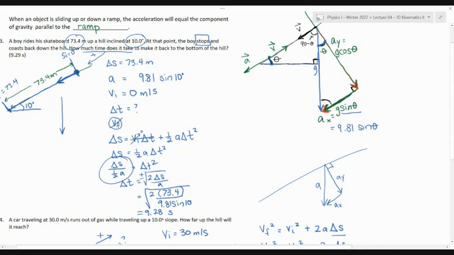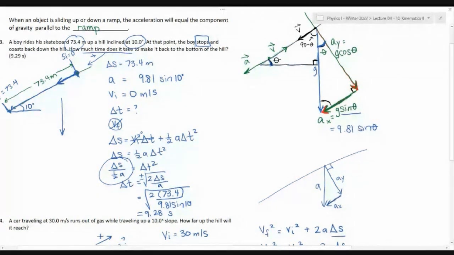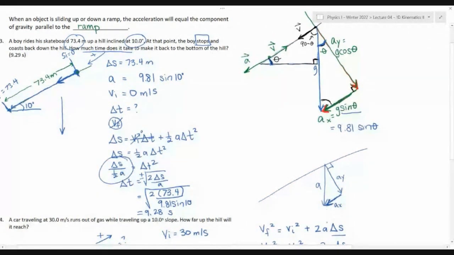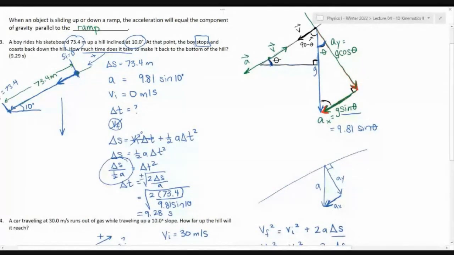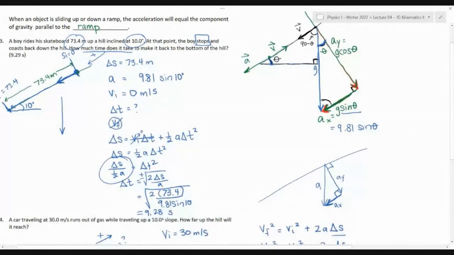Okay, and AX, the definition is that it's parallel to the ramp. So those two have to be perpendicular to each other, right? If you have one thing that's perpendicular to the ramp and one that's parallel, they have to be perpendicular.